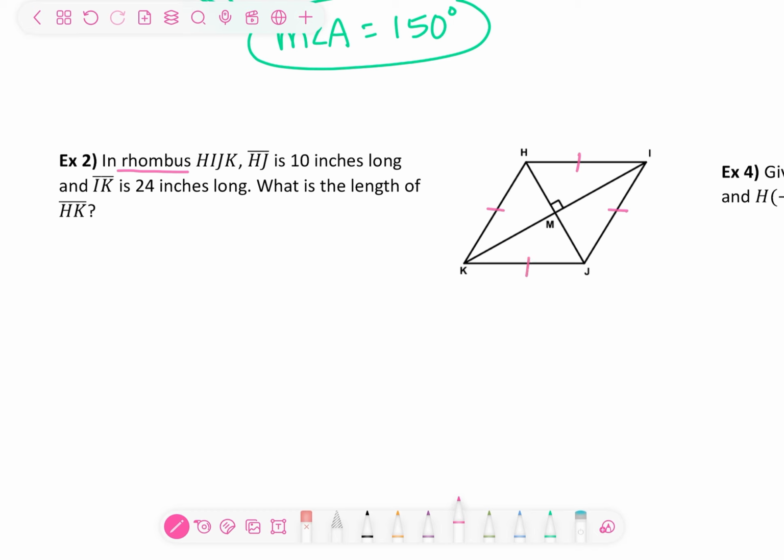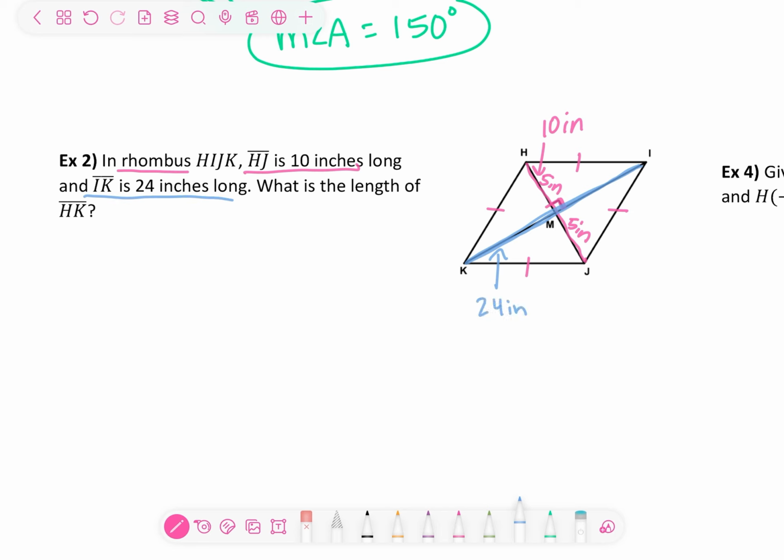We know there's a right angle here in the middle, and it actually has it this time for us, but no matter what, we could put it. And then the diagonals bisect each other. So what that tells me, for example, is if HJ is 10 inches long, so this whole thing is 10 inches long, then each half is half of 10. So I know that each part is 5 inches, right? Well, the same is true for IK. IK here, that whole thing is 24 inches long, according to what it told us.